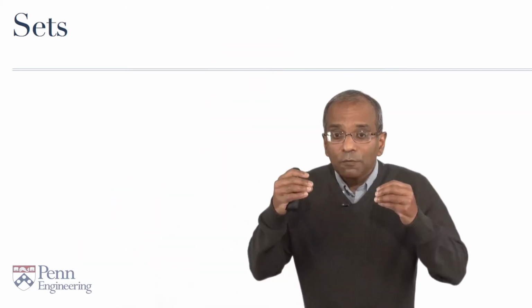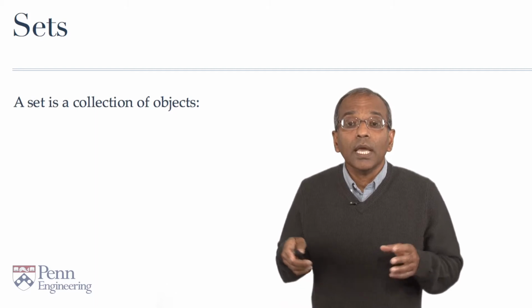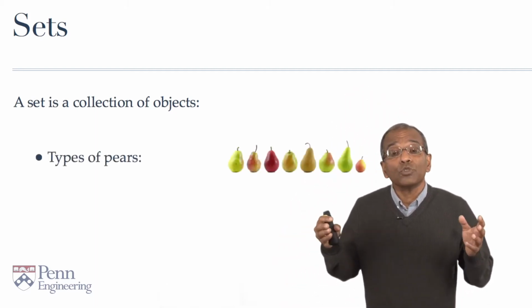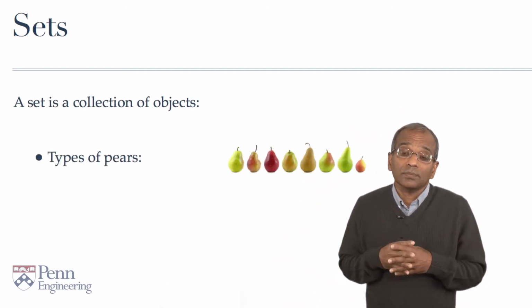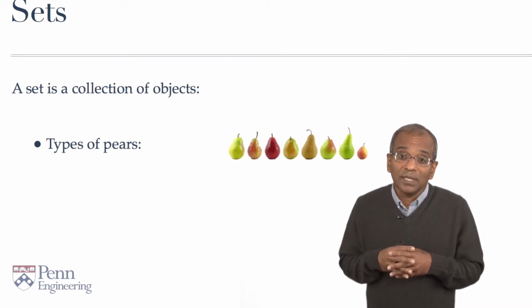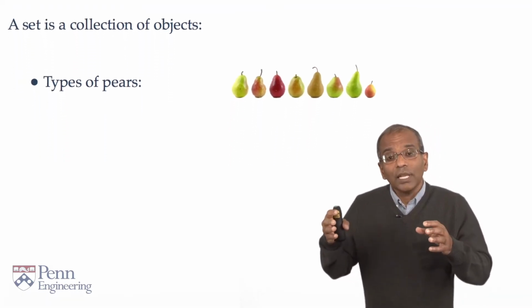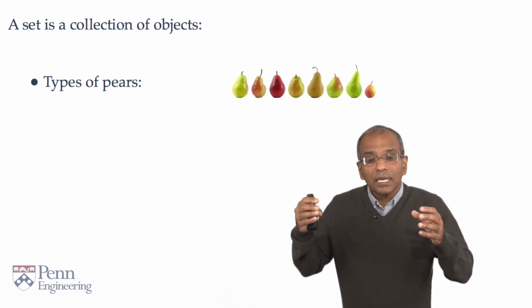So to begin, what is a set? A set is a collection of objects. To focus our attention, pick something quite commonplace. Let's, for example, pick a collection of fruit, say pears. I happen to like pears. Now, what I've shown you is a collection of 8 different kinds of pears.